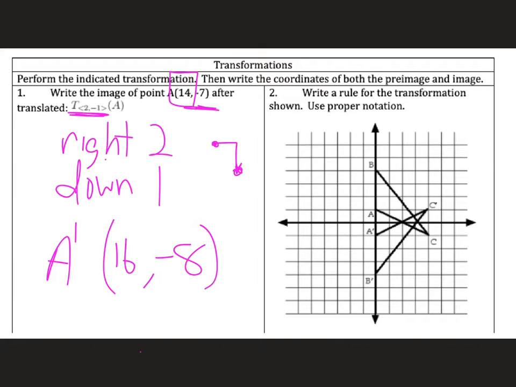Write the rule for the transformation shown. Well, let's see. It appears that this is a reflection across the x-axis. On the quiz, you don't have to necessarily use proper notation. You can write an explanation of what's going on. We're not too worried about proper notation. However, the proper notation, according to our book, is to use a big R. The x-axis is also known as y equals 0, and the figure you're reflecting is A, B, C.